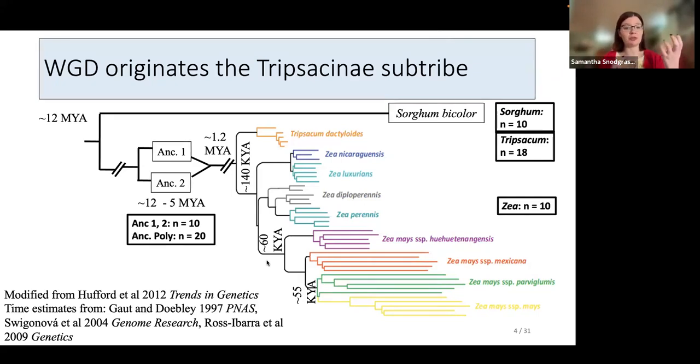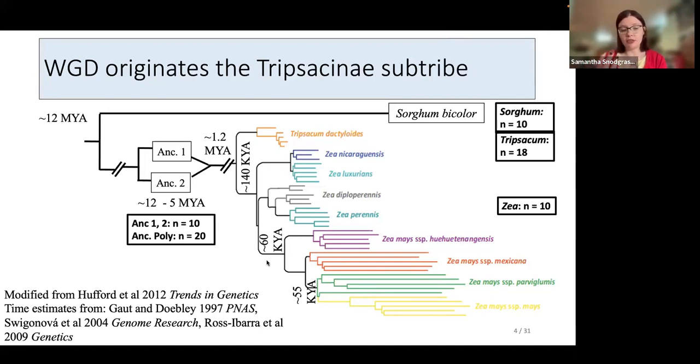So one subgenome comes from one ancestor and the other subgenome comes from the second ancestor to create this ancient polyploid. Now, about 12 to 5 million years ago, and then after that polyploidy event, you had the divergence of Tripsacum and Zea, and then the various speciations within Zea. What's notable here is that the sorghum chromosome number is 10, right?